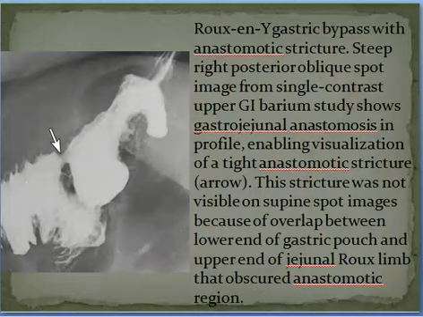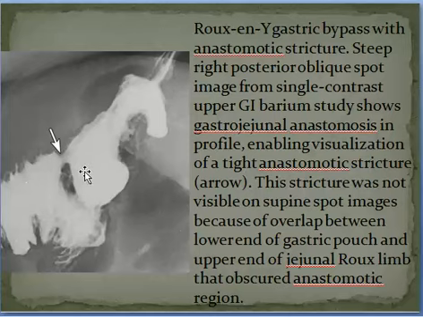Roux-en-Y gastric bypass with anastomotic leak. Here it is. This is the steep right posterior oblique, the right oblique position, from single contrast given. This is a gastrojejunal anastomosis in profile, enabling visualization of the anastomotic structure.